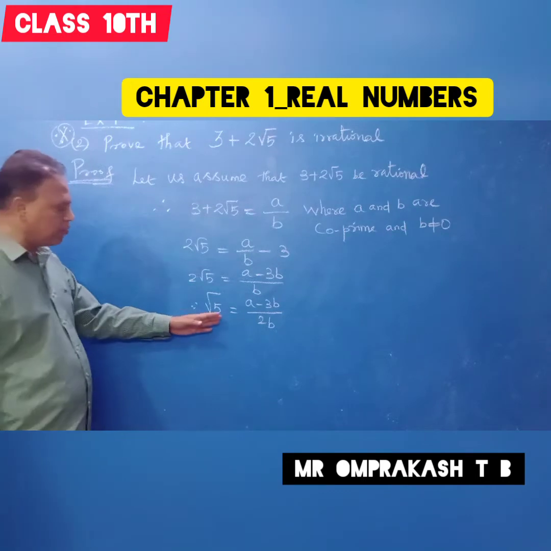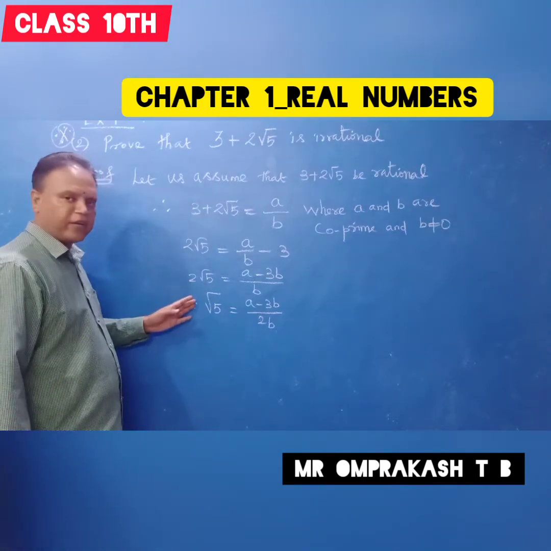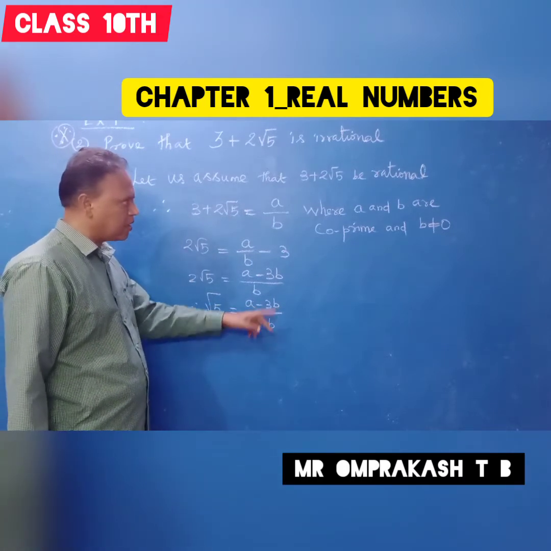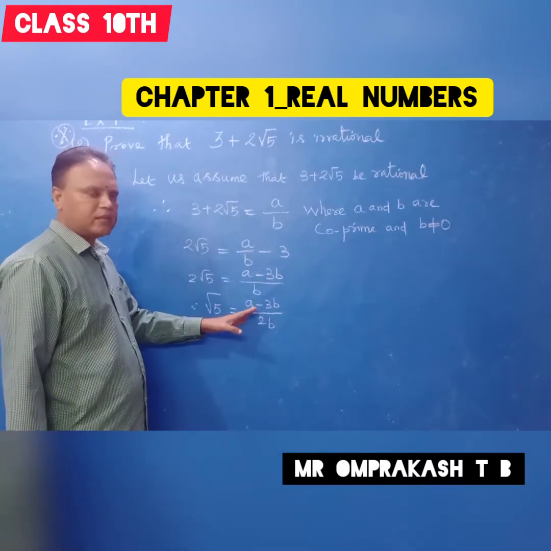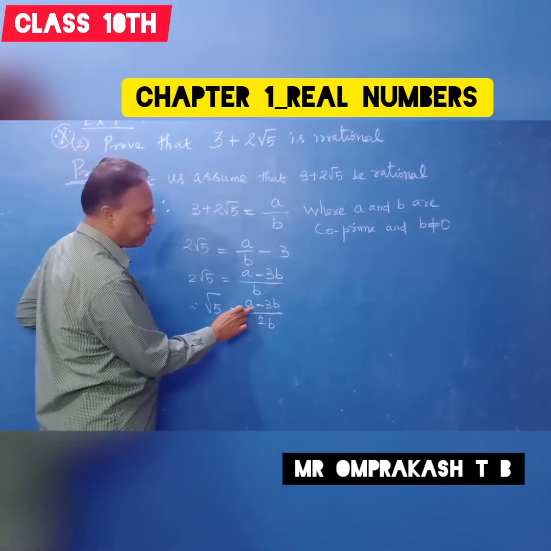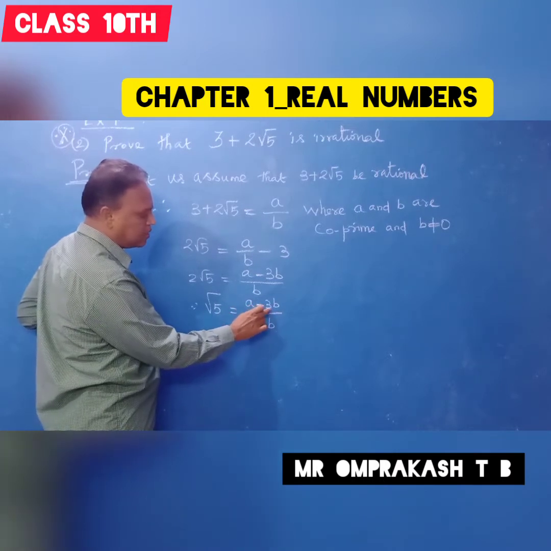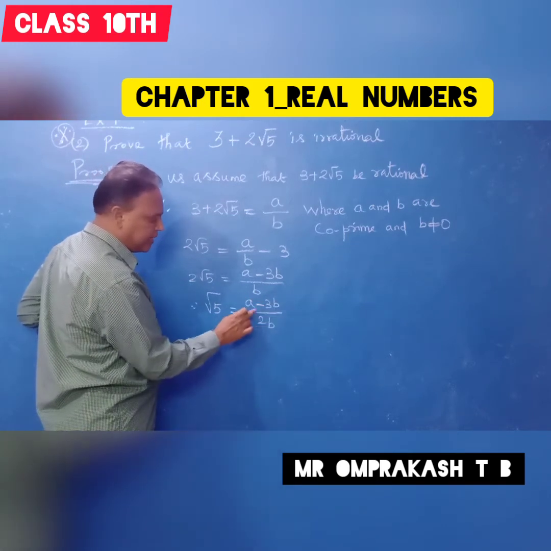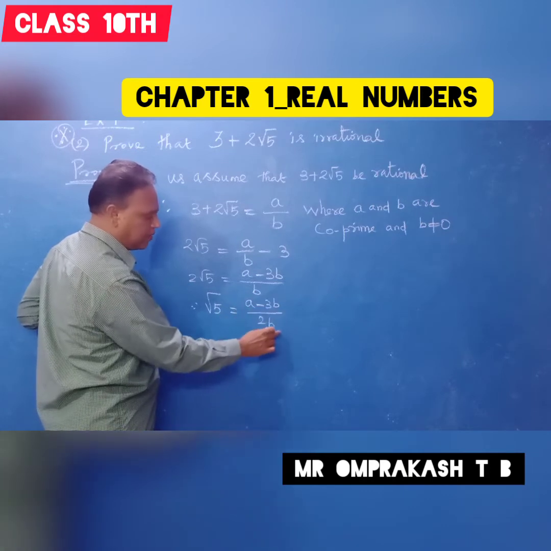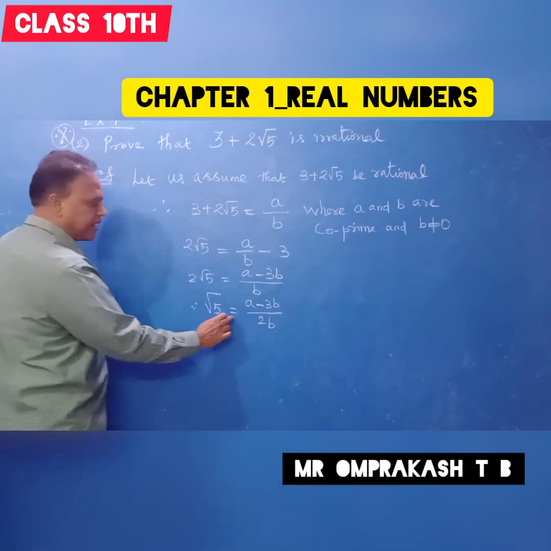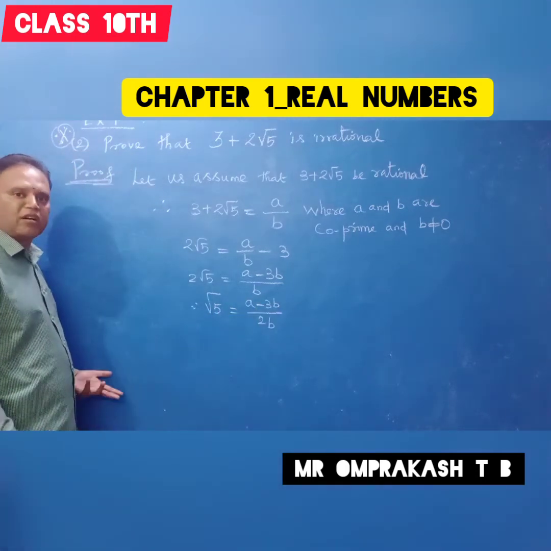Now you see what is happening. On the left hand side, root 5 is irrational, fully irrational. That is equal to this. Here a and b are co-prime, clear? Therefore, they are integers. Understand? Therefore, what will happen here? a minus 3b, numerator is one integer, denominator is another integer. So, you will get a rational number, you will get a by b form. Therefore, left hand side is irrational, right hand side is rational, which is a contradiction.